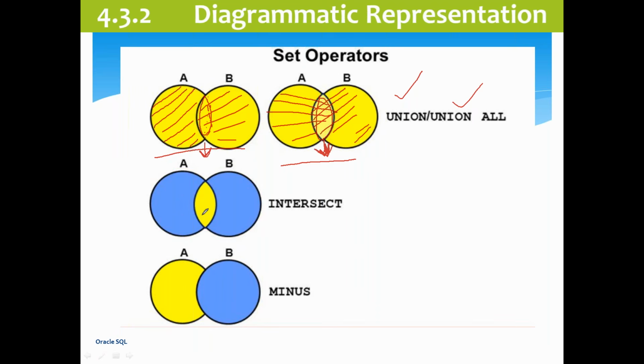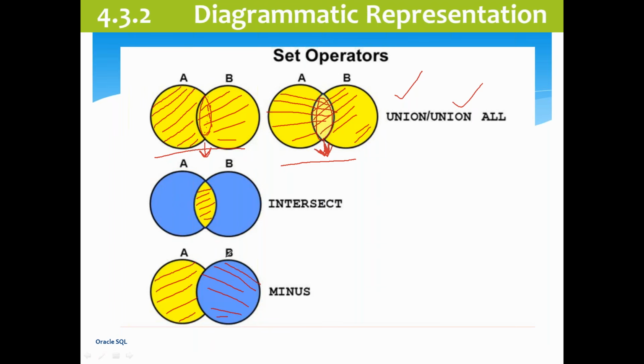Now intersect. This yellow highlighted part is the intersect part here. So which is common? This is the common part, available in A set and available in B set. Only this part it will display, not others. Now minus: A minus B, only present in A, that part it will display. B minus A, only present in B, that part it will display.